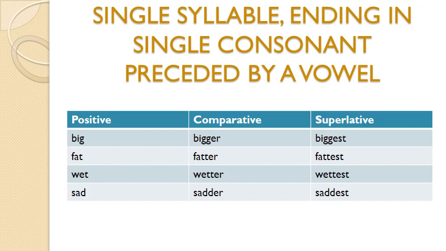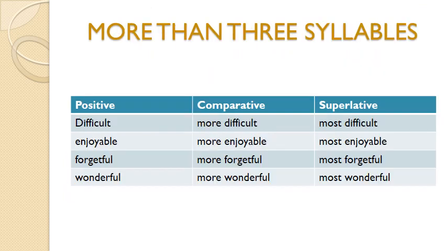Here fat is there, where t is a consonant, and a is just before the t. A is a vowel, it is just placed before the t, and it's a single syllable. That's why t is repeated twice, and er is added and est is added. So it becomes fatter and fattest. Similarly, we can see the case of wet and sad also. Here also the last letter is used twice to make it wetter and wettest, sadder and saddest.